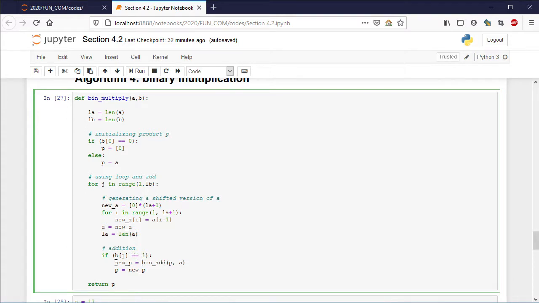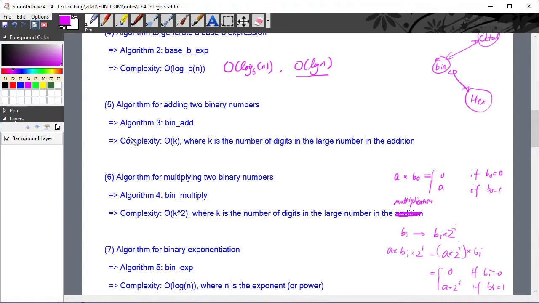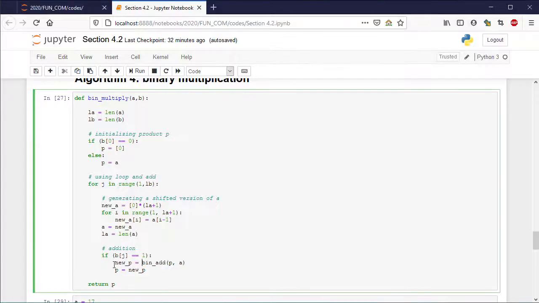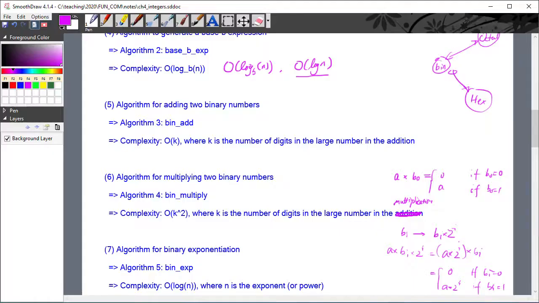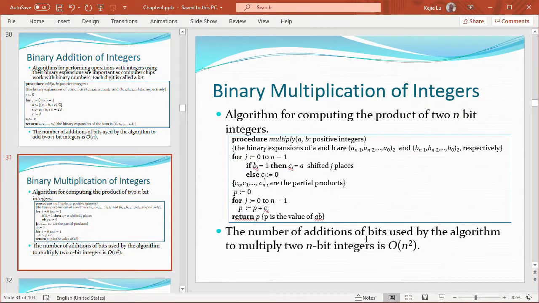So you need to find the new product by calling binary addition. And remember that previously we analyzed that the binary addition is big O k. Right? So combining this, the complexity of this line is big O k, and we will do this up to k times. So together, the worst case complexity will be big O k squared. Right? So that is the complexity. It is also shown on page 31 in the lecture slide.